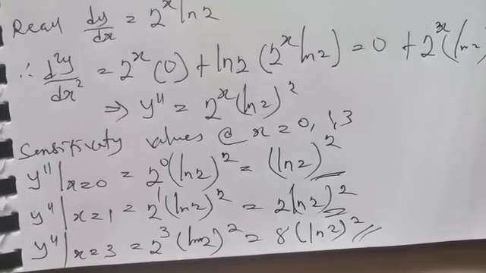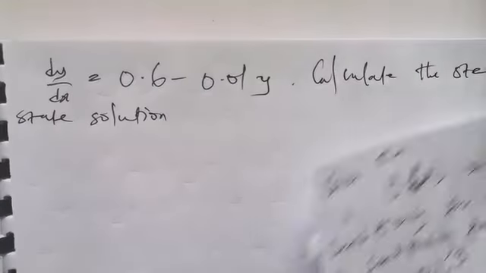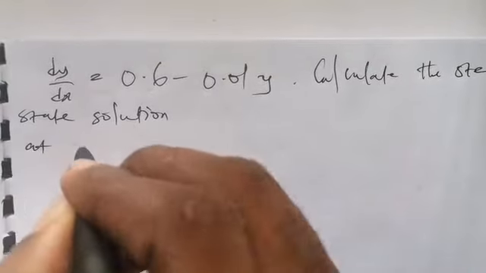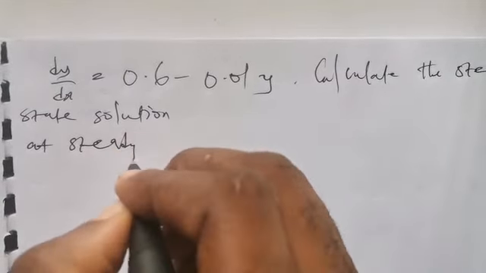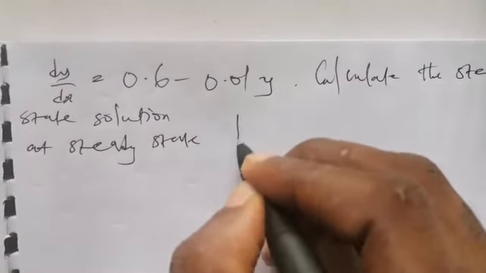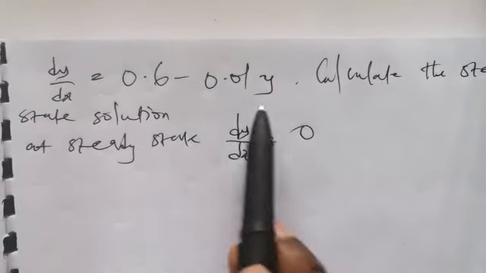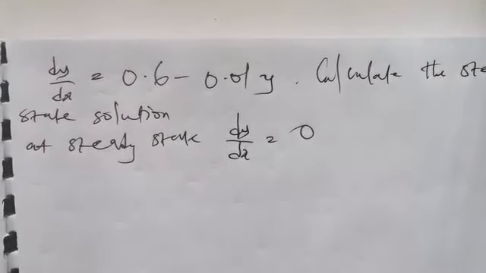Now let's look into the B part of the question. The B part of that question says if dy/dx equals 0.6 minus 0.01y, we are asked to calculate the steady state solution. At steady state, dy/dx is equal to 0. So we simply equate this equation to 0 and find the value of y.